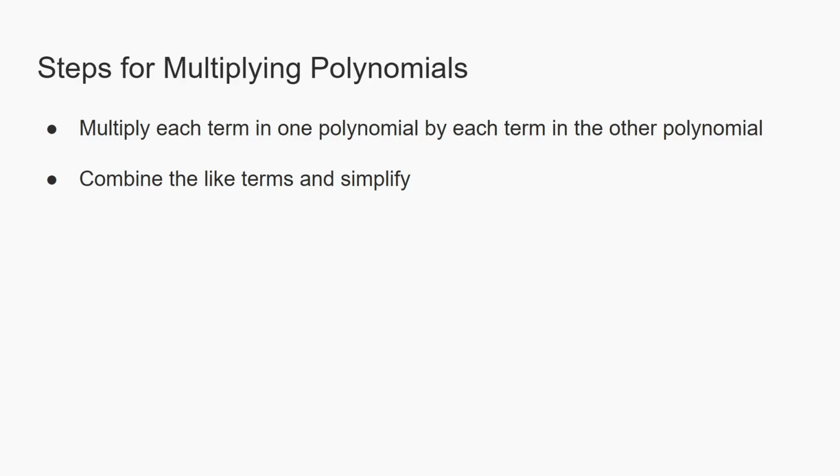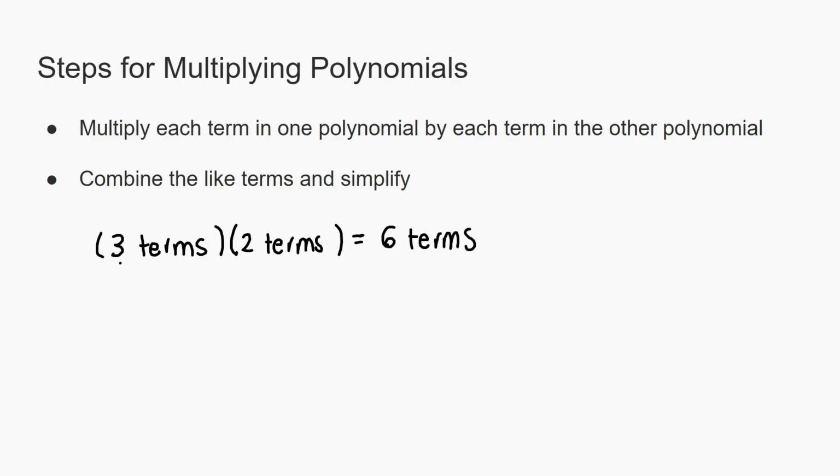To multiply polynomials, we multiply each term in one polynomial by each term in the other polynomial. Then, we combine the like terms and simplify. For example, if in the first polynomial we have 3 terms, in the second polynomial we had 2 terms, then before we combine the like terms and simplify, we should have 6 terms.